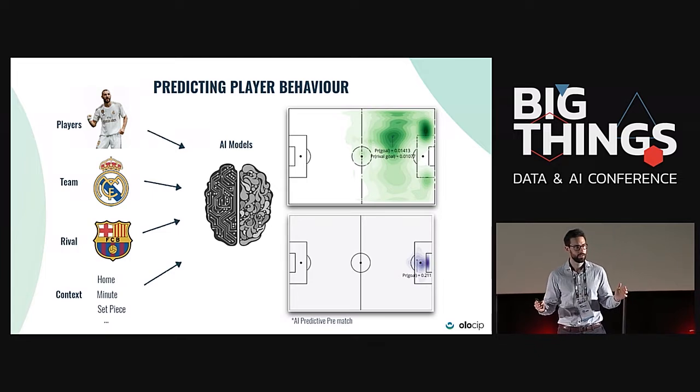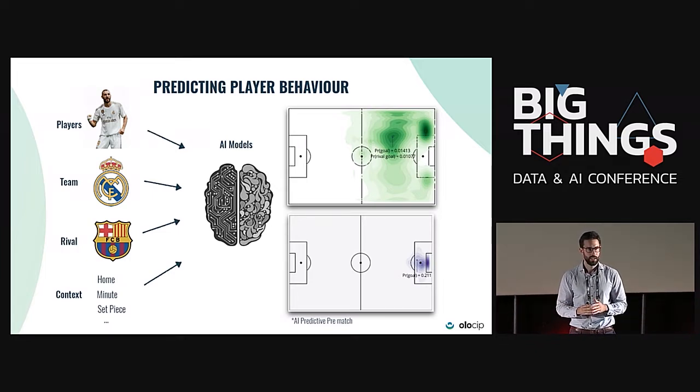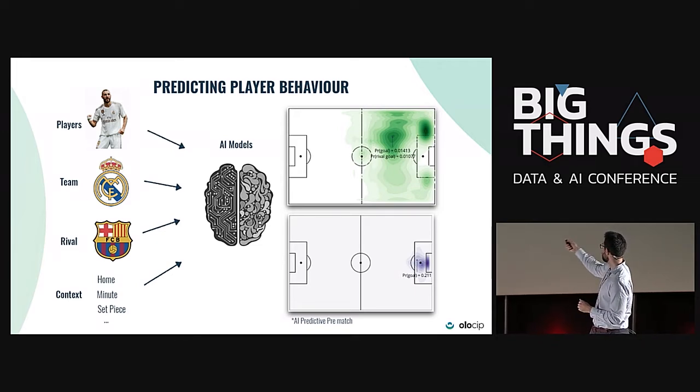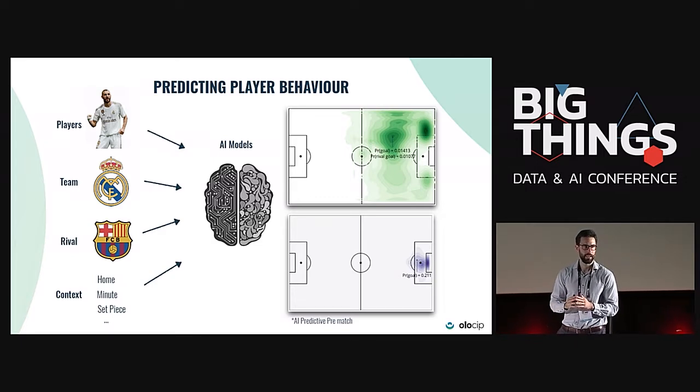Or another interesting question could be, from where is Benzema going to score goals? So our expectations are presented here. And we are also providing the probability of Benzema scoring a goal from this specific point, knowing that he's playing against the defense of Barcelona and that Ter Stegen is the goalkeeper.